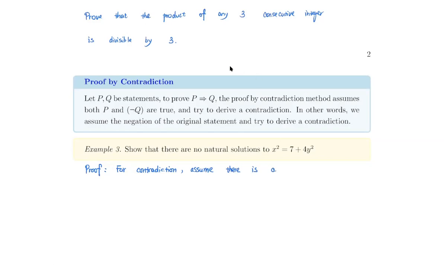X minus 1, x plus 1, or x plus 1, x plus 2. It doesn't really matter. Both are correct. But you can think about how to prove it.